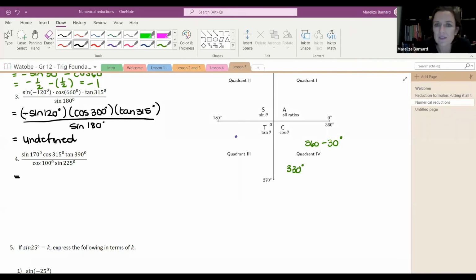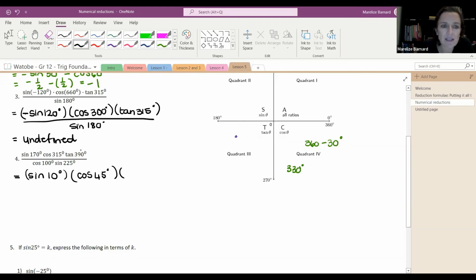Okay, just in the interest of time, I'm going to start doing this one so that we get it done before we have to end. So sine 170 degrees will be in the second quadrant, and we can reduce sine to positive sine 10 degrees. Cos of 315 will be in the fourth quadrant. So we say 360 minus what will give me 315. Cos is positive, and that is cos 45.